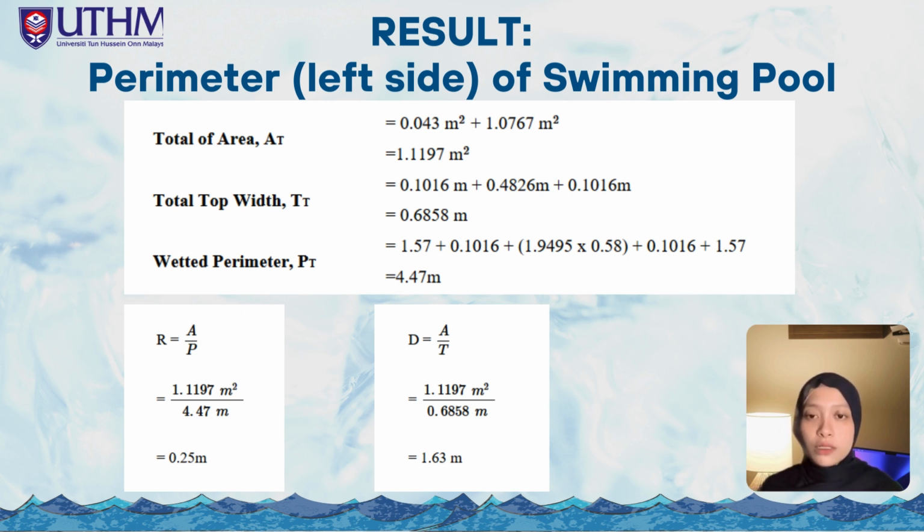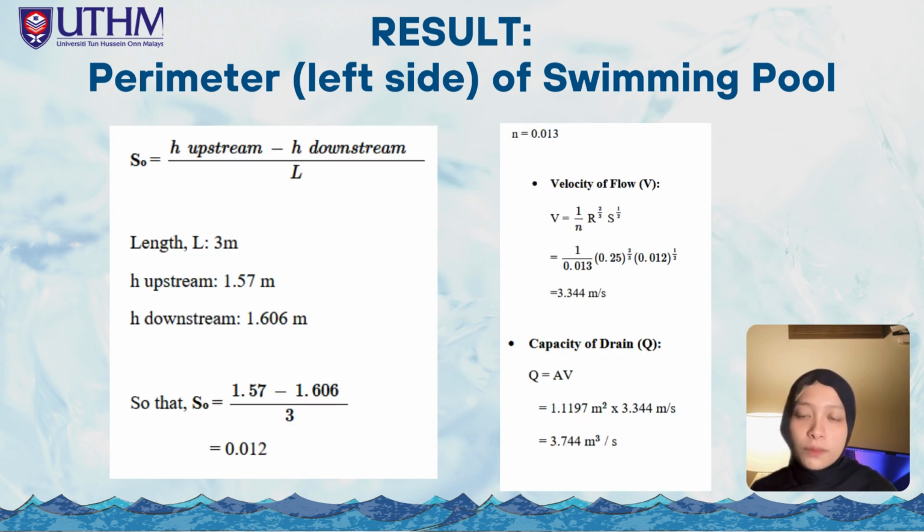These figures allow us to determine the hydraulic radius, which is 0.25 meters, and the hydraulic depth calculated at 1.63 meters. Then finally we apply Manning's equation to determine the flow performance based on an upstream height of 1.57 meters and a downstream height of 1.606 meters over a 3 meter length. Then we establish a longitudinal slope of 0.012.